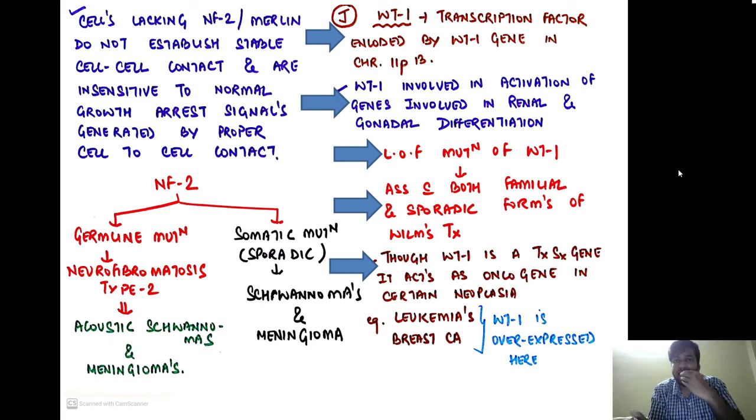Now, though WT1 is a tumor suppressor gene, it acts as an oncogene in certain neoplasia. So already, as we know, WT1 is a tumor suppressor gene, but in many tumors it is also acting as an oncogene. Why are we saying this? In certain neoplasias like leukemias and breast carcinoma, the WT1 level, instead of getting reduced, is overexpressed, suggesting that it might act as an oncogene in certain situations.